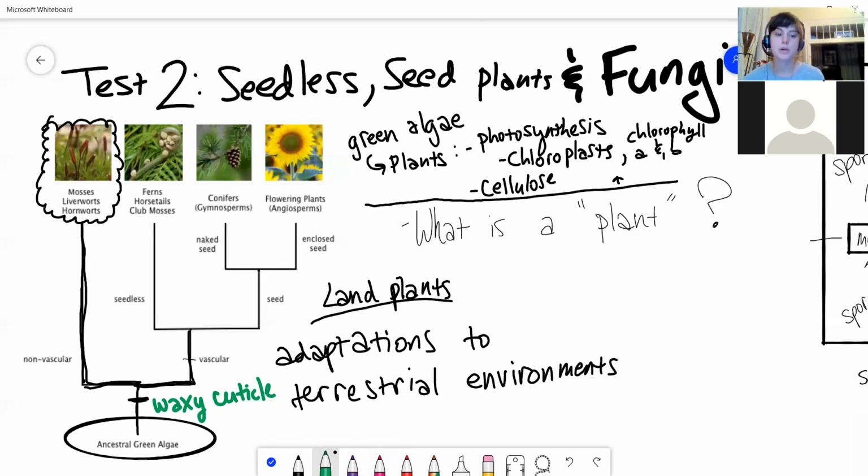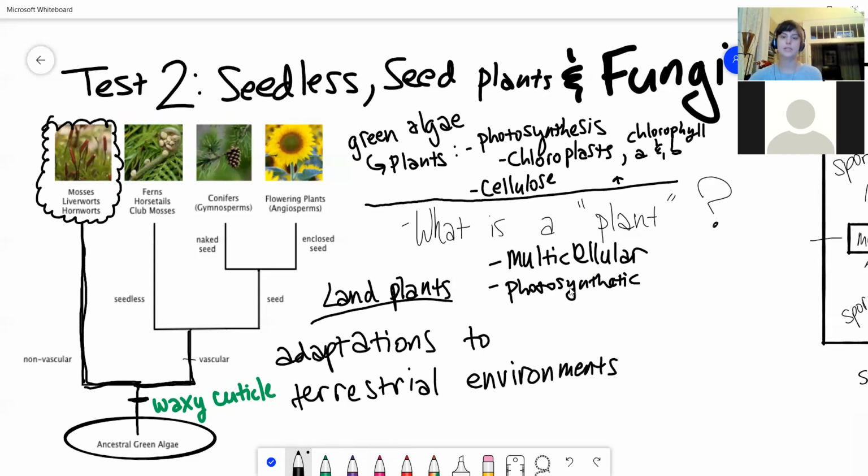So plants are truly multicellular. That's something under what is a plant. Photosynthetic, these are all things that make a plant. By definition, plants are multicellular. There are some weird plants that don't do photosynthesis. They've lost it, maybe they become parasites. We've seen that with protists as well. Things that change lifestyles can lose certain functions that they once had. So that's an evolutionary reversal or a loss.